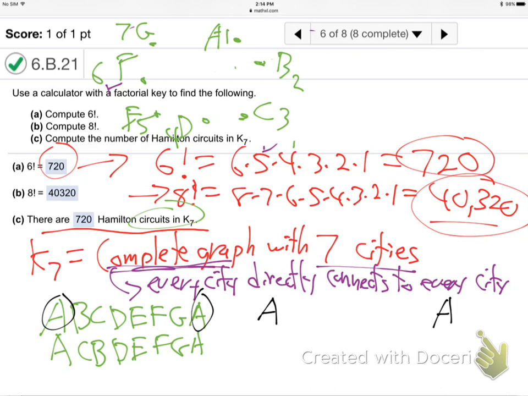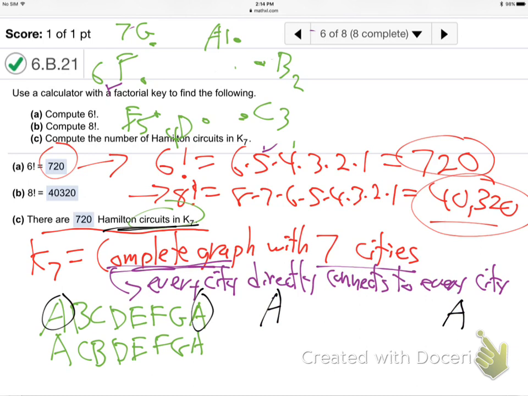Wait, is that true? No, that's not true. You don't have to start at A, do you? Because they said how many total different routes. That could start at any city, yeah. That could start at any city at all. Well, let me just go back to starting at A. Sorry, I'm not being very clear on this. I'm trying to prove this as we go.